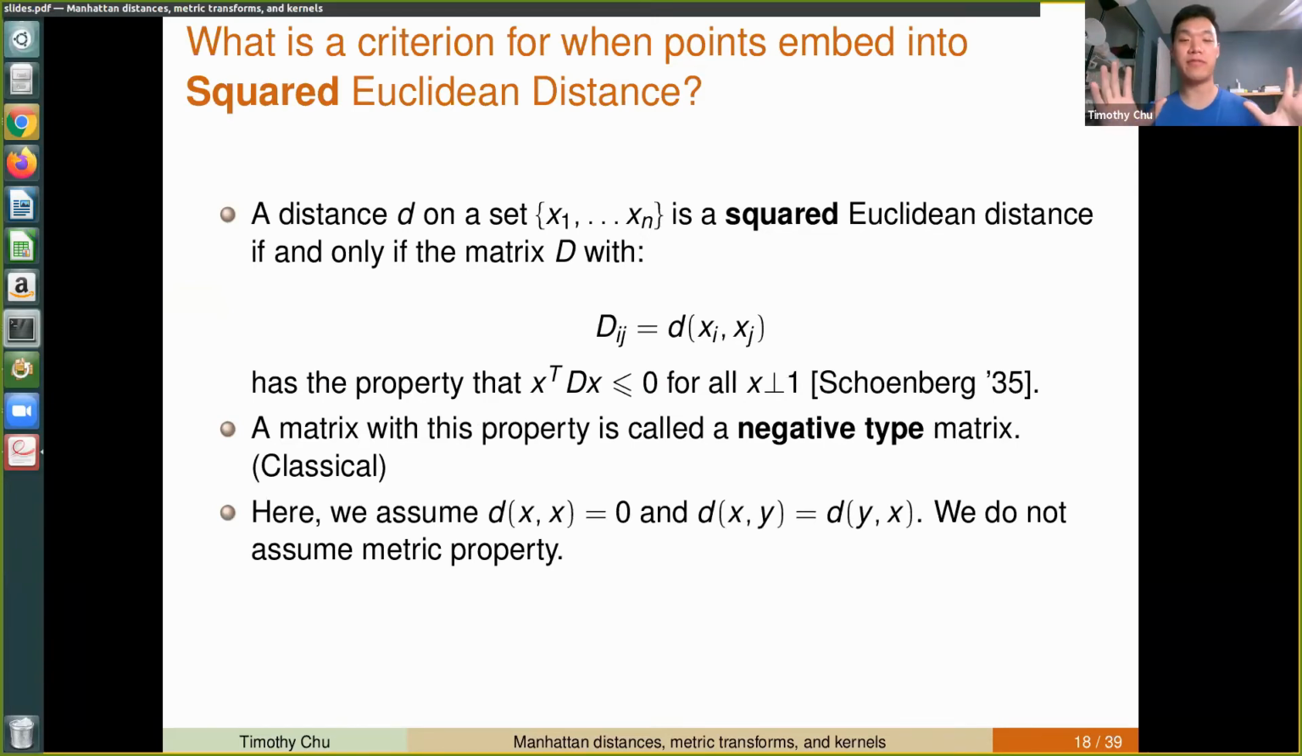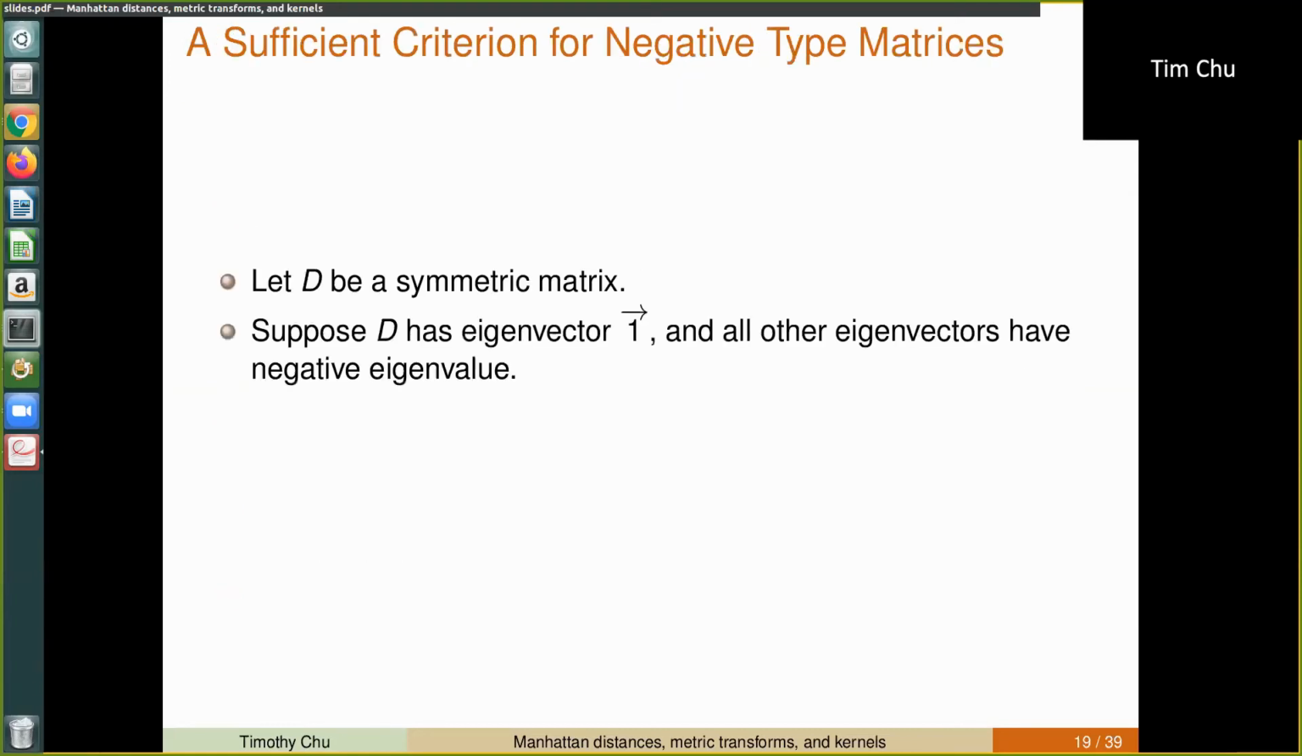So again, we're just trying to find out a criterion for when a set of distances embeds into squared Euclidean distance. Now, this is a fairly complicated criterion, and I don't expect you to understand it here. But let's give a simpler criterion for how we can test for this. So let's say D is a symmetric matrix. And D has an eigenvector, which is the all ones eigenvector. And all other eigenvectors have negative eigenvalue. This is a very strong assumption. This rarely happens with distances. But let's assume that this is the case for now.